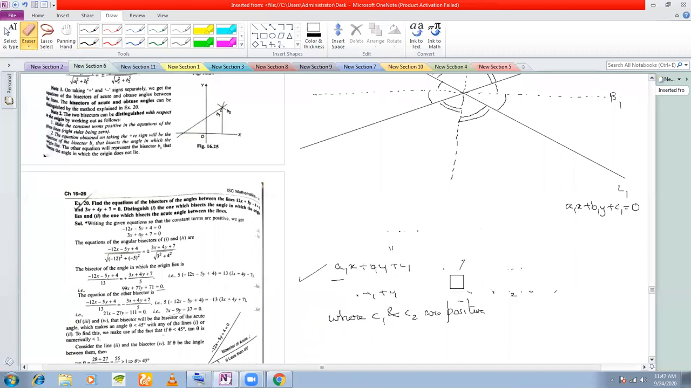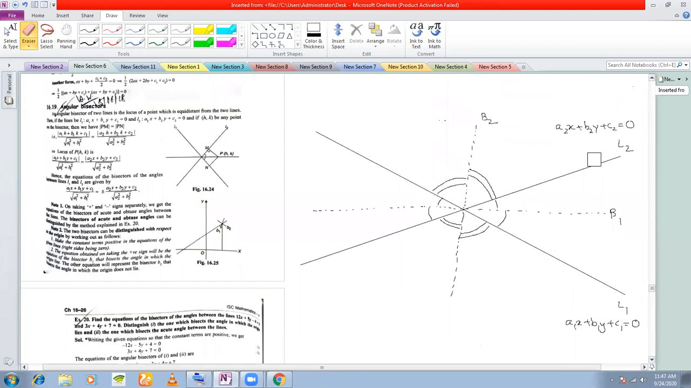There's only one kind of question that can come from this part, and that is that, even if I find out the equation of the bisectors, there are two bisectors. One bisects the acute angle between the lines. If you see these two lines, which one is the acute angle? This one is the acute angle, right? And which one is the bisector of the acute angle? This vertical line is the bisector of the acute angle. The other is the bisector of the obtuse angle.